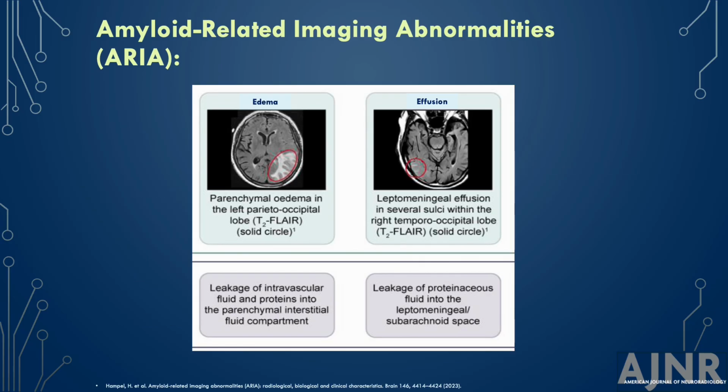Here are the 2 patterns of ARIA-E that can happen. The left-sided image shows the parenchymal edema at the left parieto-occipital region on this FLAIR sequence. The right-sided image shows an example of effusion at the leptomeningeal region in several sulci of the right temporo-occipital lobe.